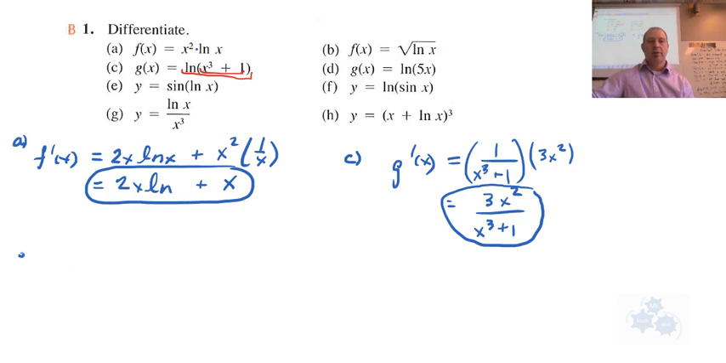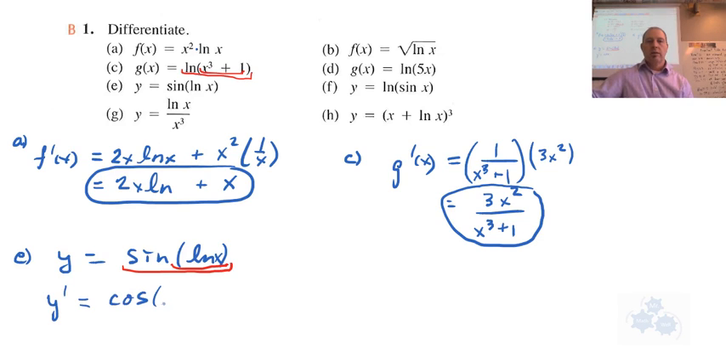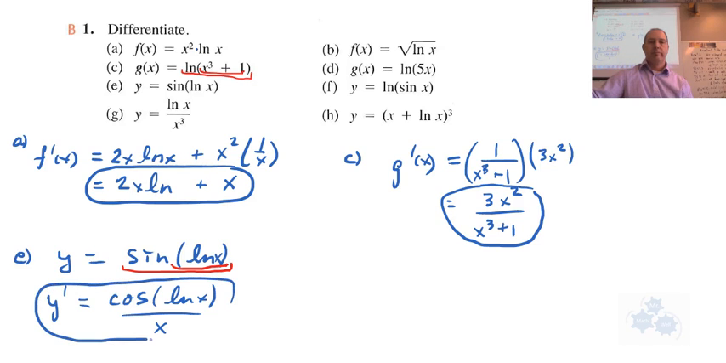Okay, let's do one with trig then. Let's do e, I guess. We're on a roll here. So y equals sine of ln of x. I think this is another chain rule situation, right? We've got an outside function, that should be an x there, and we've got an inside function. What's the derivative of sine? It's cosine ln of x times the derivative of ln of x, which is 1 over x. So there you go, over x. Done like dinner. That's good.